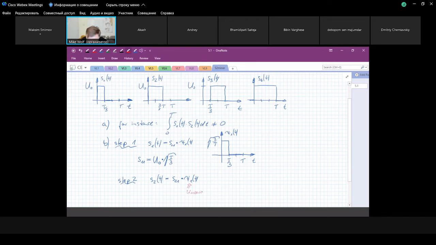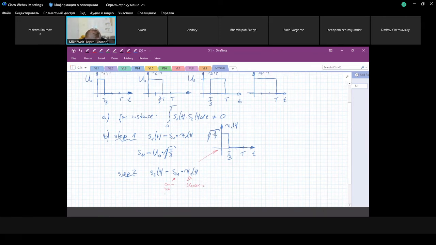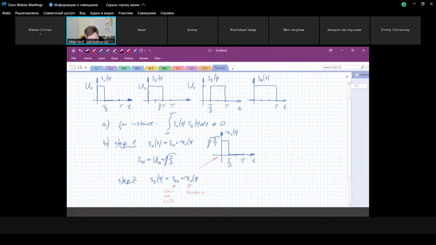So we have it already. This is known because we know the first basis function. It's here. And this can be calculated. This is quite simple to calculate. By the way, it's the same coefficient as for the first signal, as you can see, because the second signal in this interval looks exactly the same as the first signal. But this is not enough. We can never build S2 of t only with a weighted version of S1 of t.